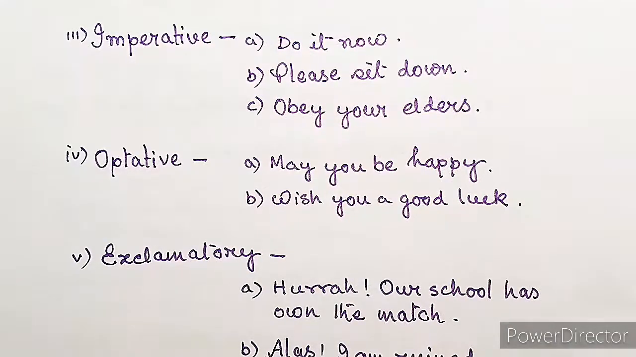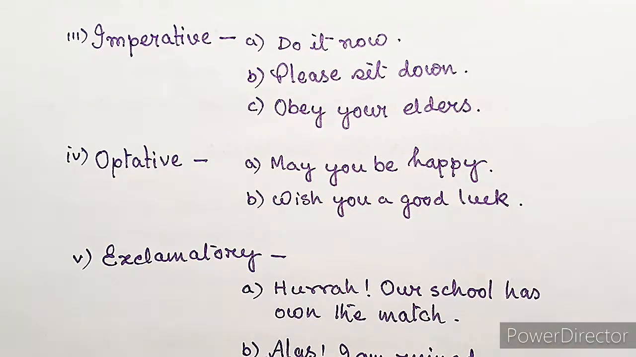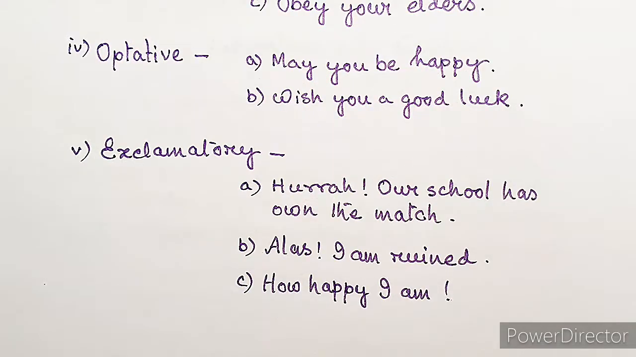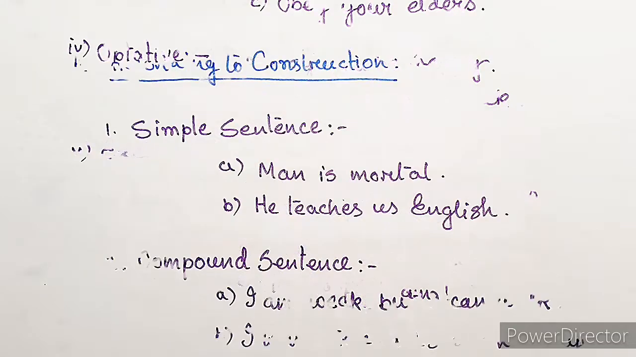Now comes the optative sentence. See the examples. May you be happy, wish you a good luck. And finally, the exclamatory sentence. See the examples. Hoorah, our school has won the match. Alas, I am ruined. And the final example is how happy I am.